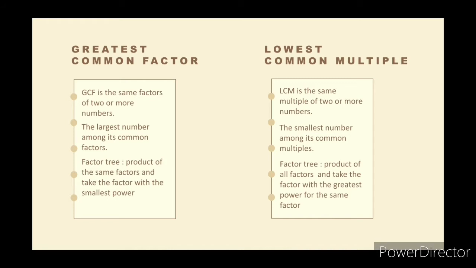For GCF, we can determine it by the product of the same factors and take the factor with the smallest power. And for LCM, we can determine it by the product of all factors and take the factor with the greatest power for the same factor.